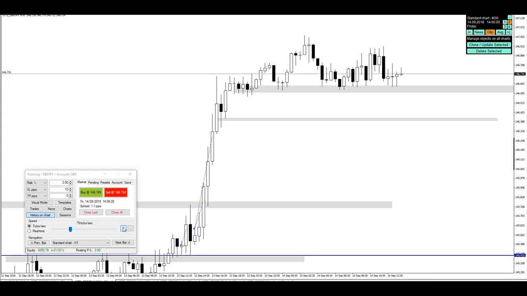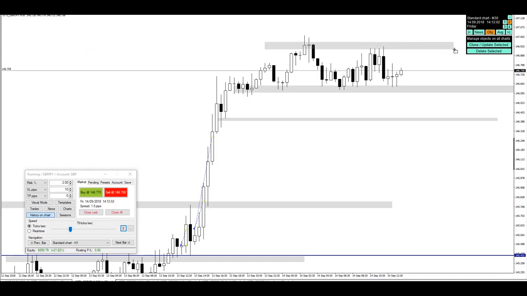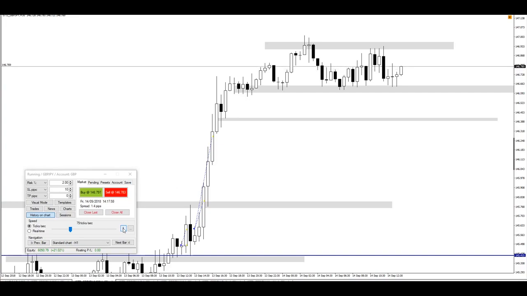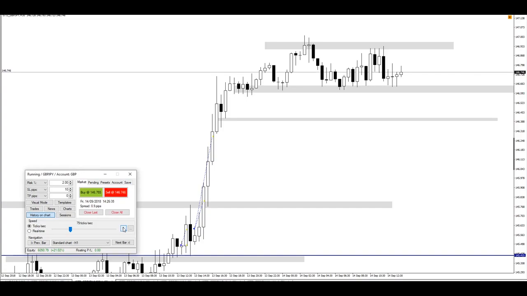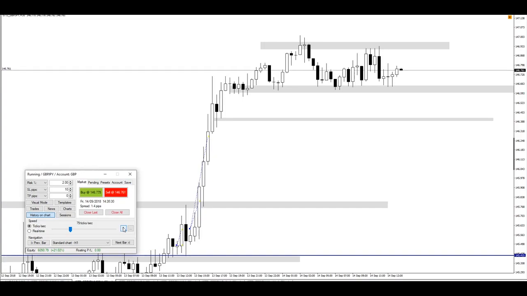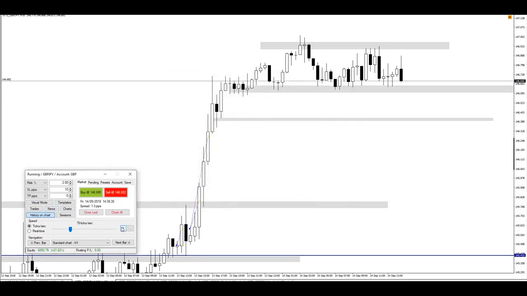Price is just ranging here, and we're just kind of hanging out. Someone can take a trade here in this range saying price will go up, but it's in the range. You can't take trades in ranges. It's very difficult. Let's see if we have any news. There's no news. Core retail sales in an hour, and that's about it.